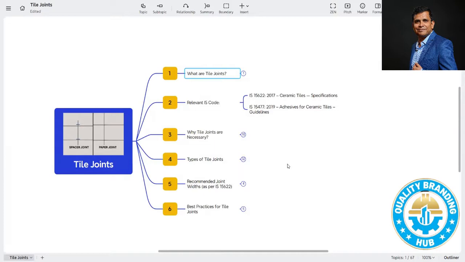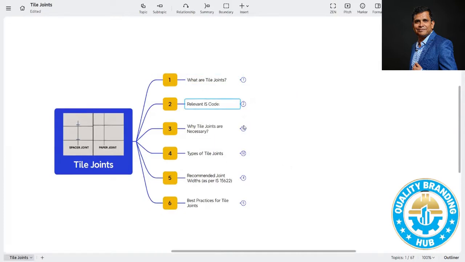The next part is why tile joints are necessary. It is important to know whether this tile joint, whatever we are doing, is required or not. That question arises in my mind. So here it is. You need to know why these tile joints are necessary.